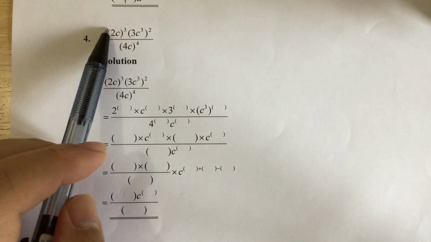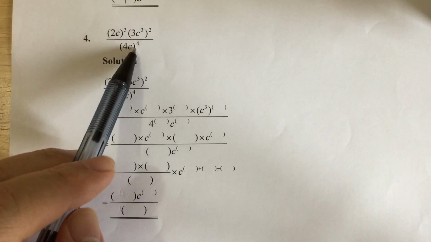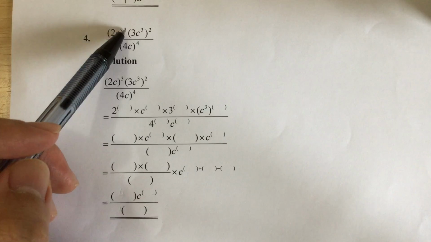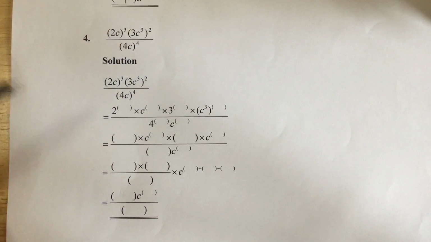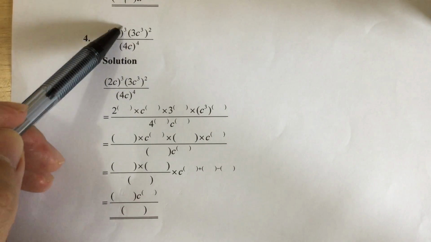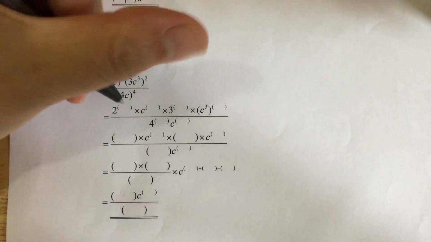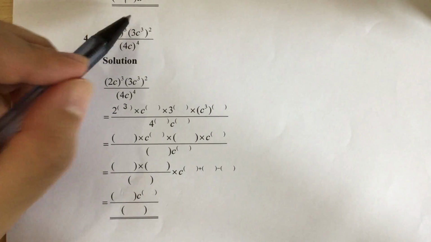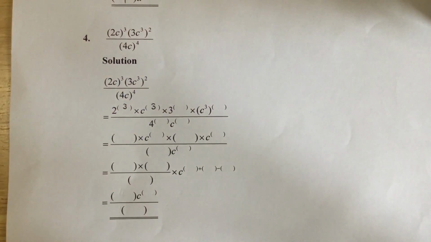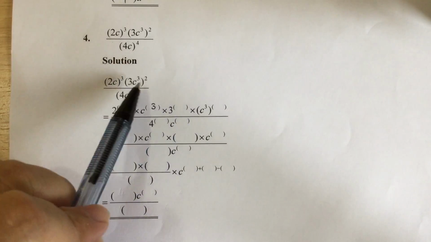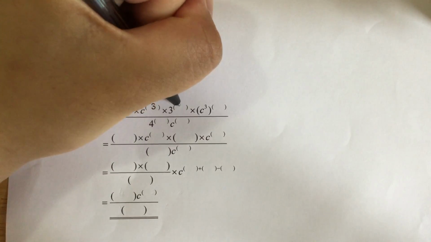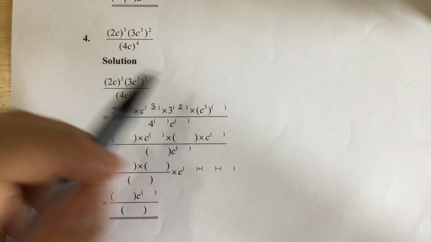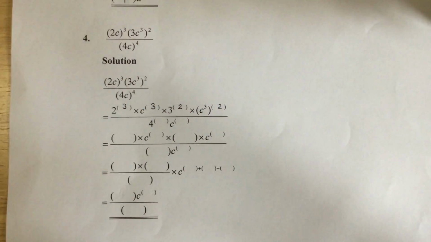Okay, we have 3 brackets, and luckily every bracket has a cube here. So with the cube, we have an index here. We will do it one by one. The first one we have the cube, so for 2, we will get a cube here, and for C, you also have a cube here. Now for 3, you will have a square here, and for C with the power 3, you will also have a square here.